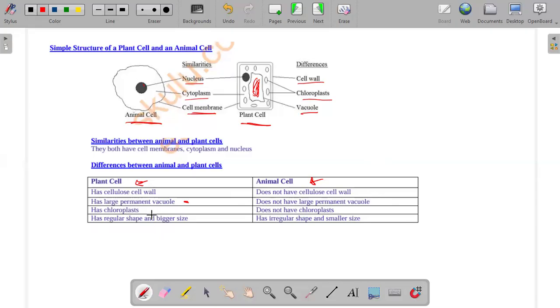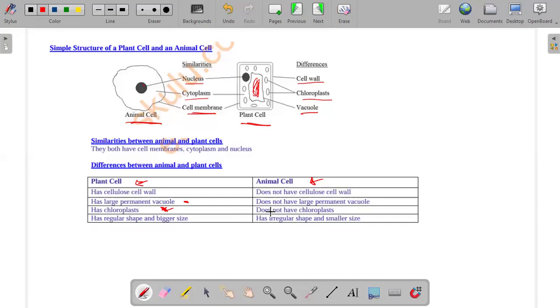Then plant cells have chloroplasts, which are these structures here, and they are usually green. The chloroplasts are the ones that give the plant its green color. They are found in the plant cell, while the animal cell does not have chloroplasts.